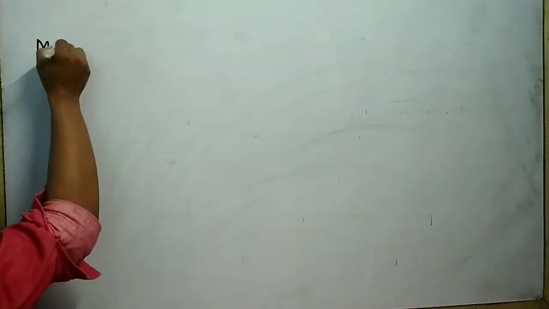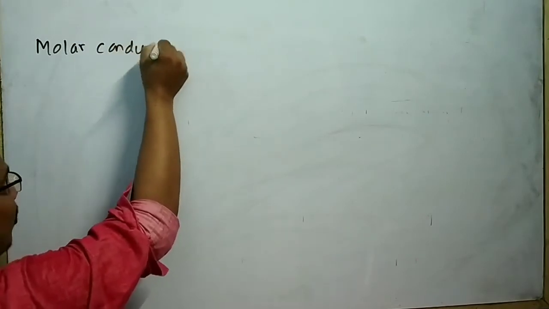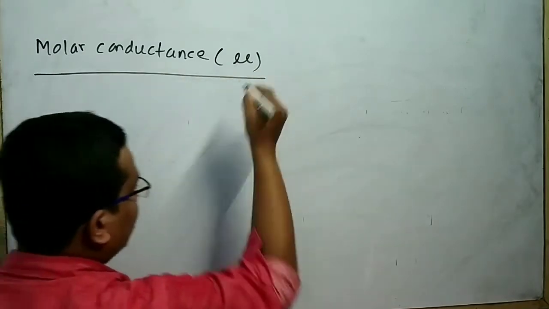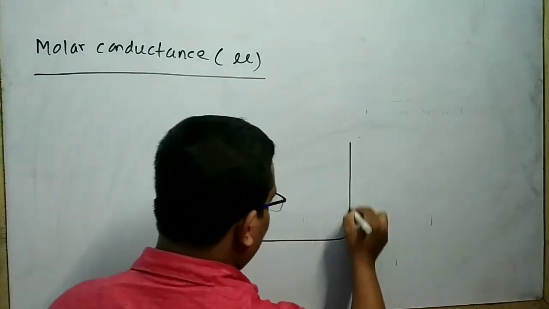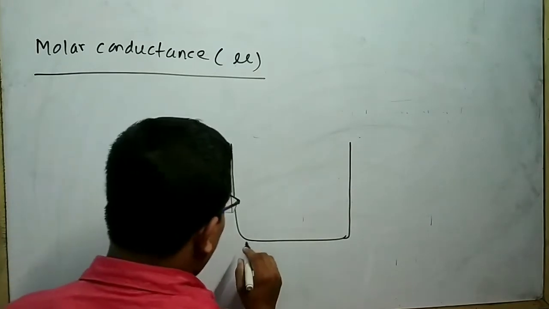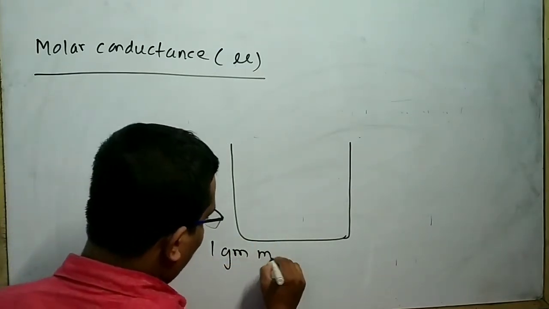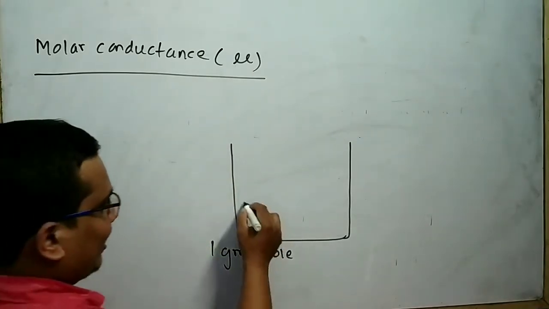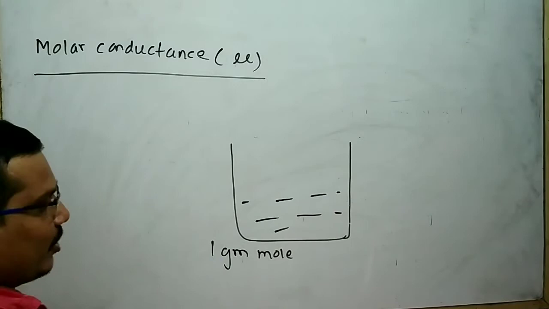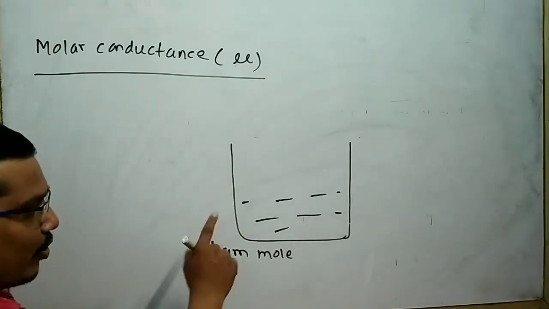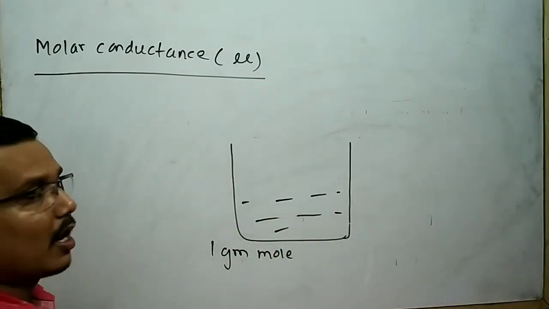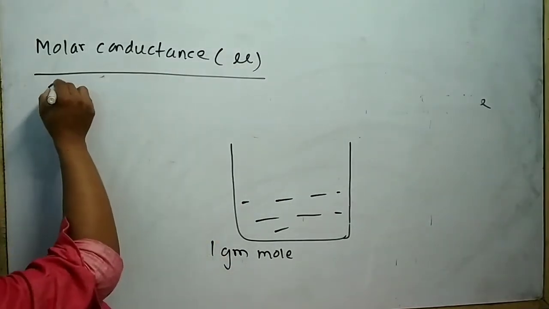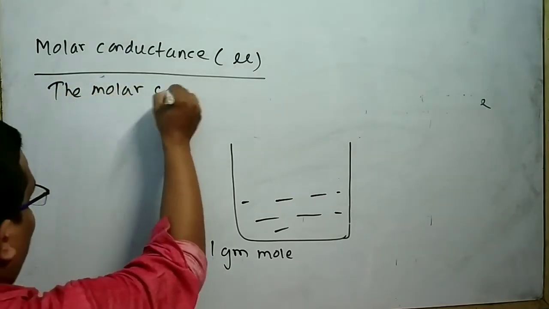Next I will explain about the molar conductance. It is denoted by mu. Suppose I will take an electrolyte. The electrolyte having amount is 1 gram mole. That means I will take 1 gram mole of an electrolyte and the ions are produced, and the conducting power of these ions is called molar conductance.